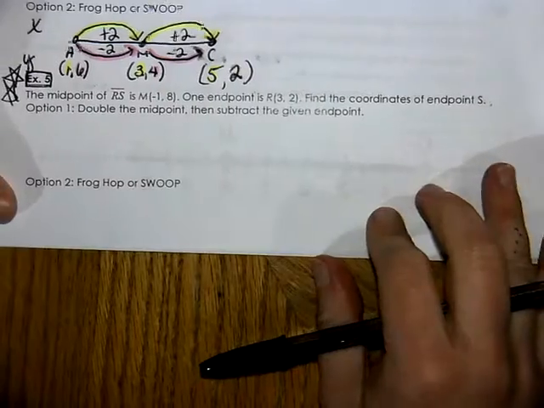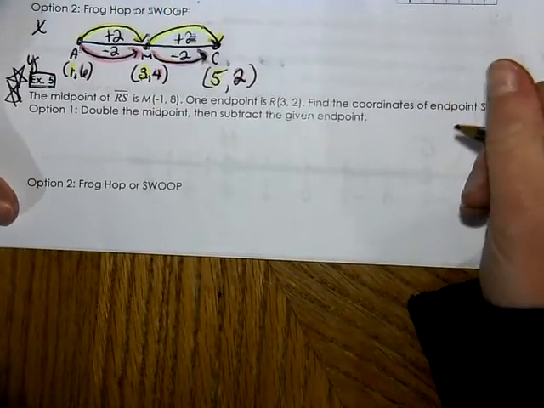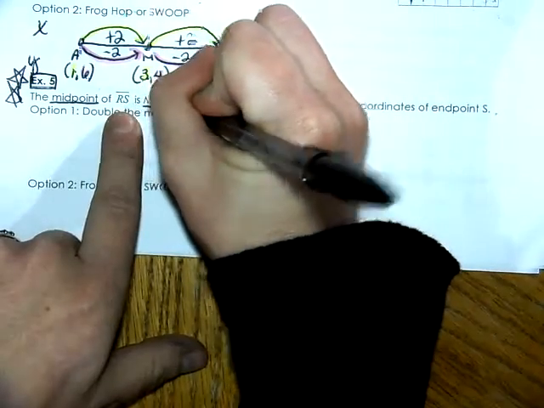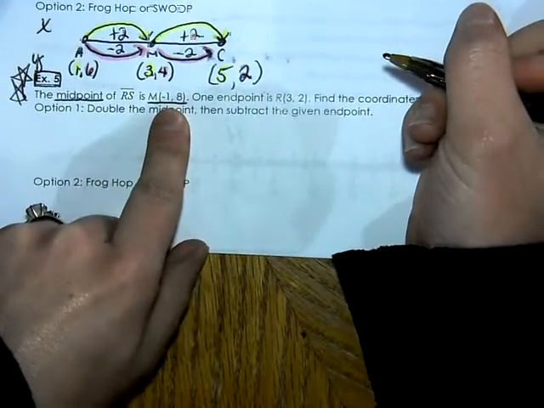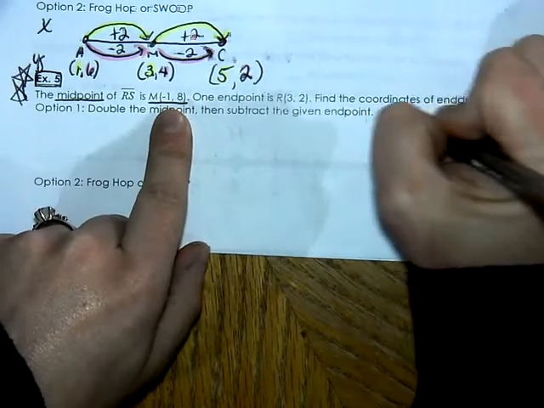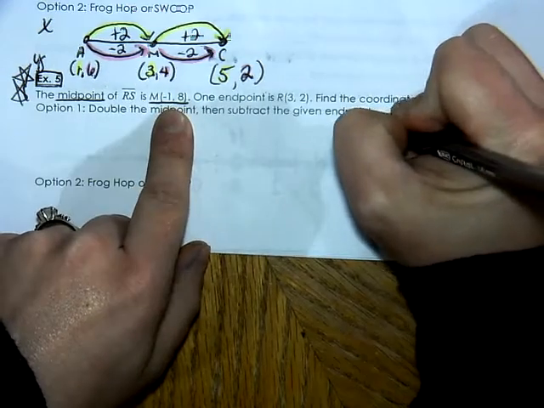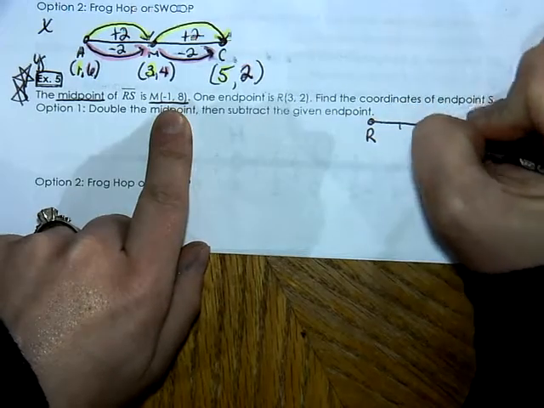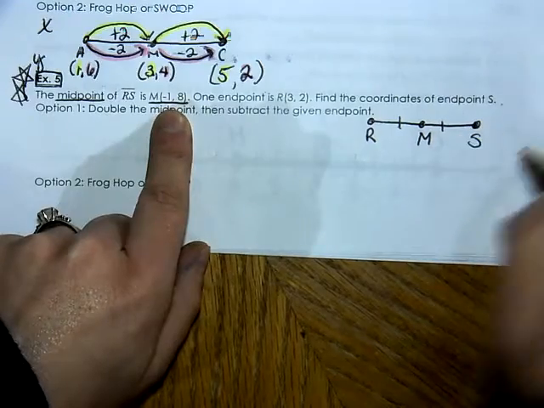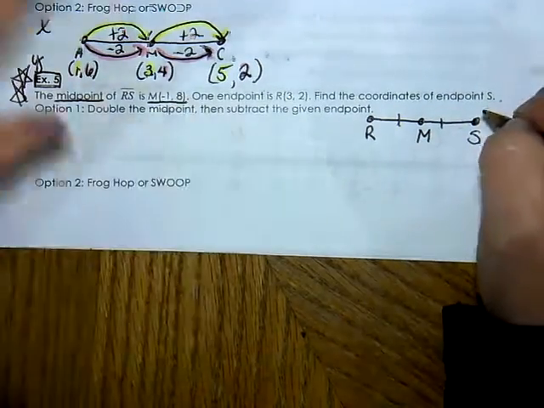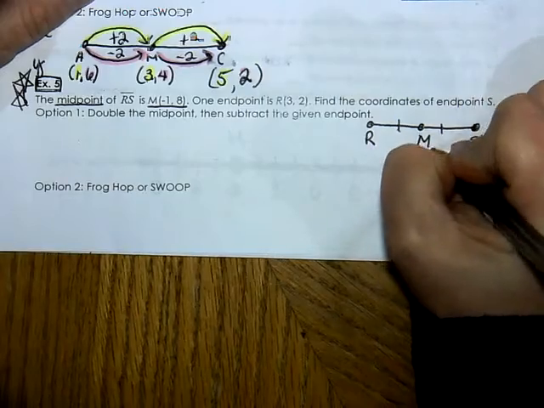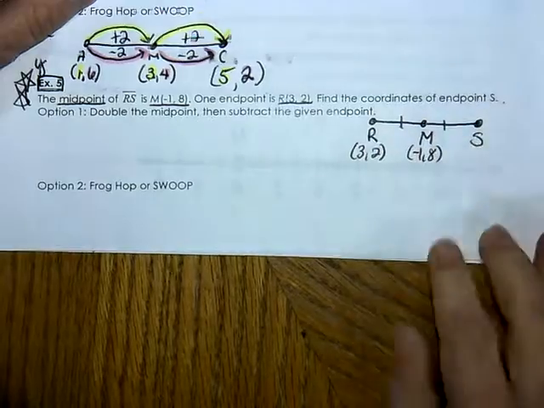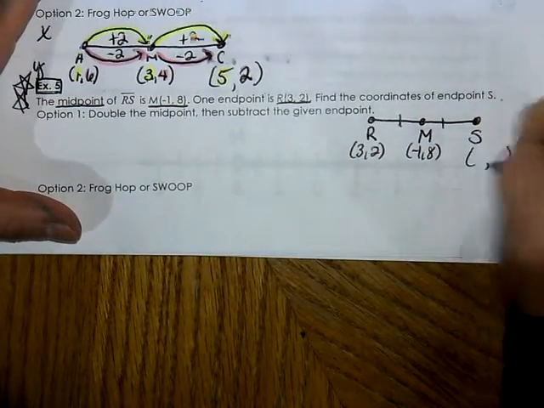So I'm going to go ahead and do the double the midpoint and subtract the endpoint. And in this problem, the midpoint of segment RS is located at the letter M, and that is at -1, 8. So if I were to draw a quick picture, this is R, M is the midpoint, and S. And I know that the midpoint is located at -1, 8, and I'm told that R is located at 3, 2. I just don't know what S is located at.